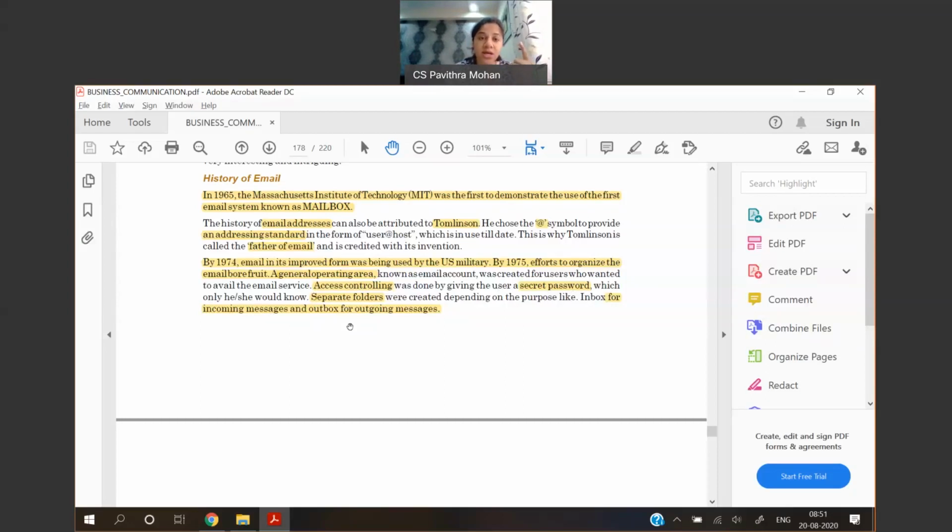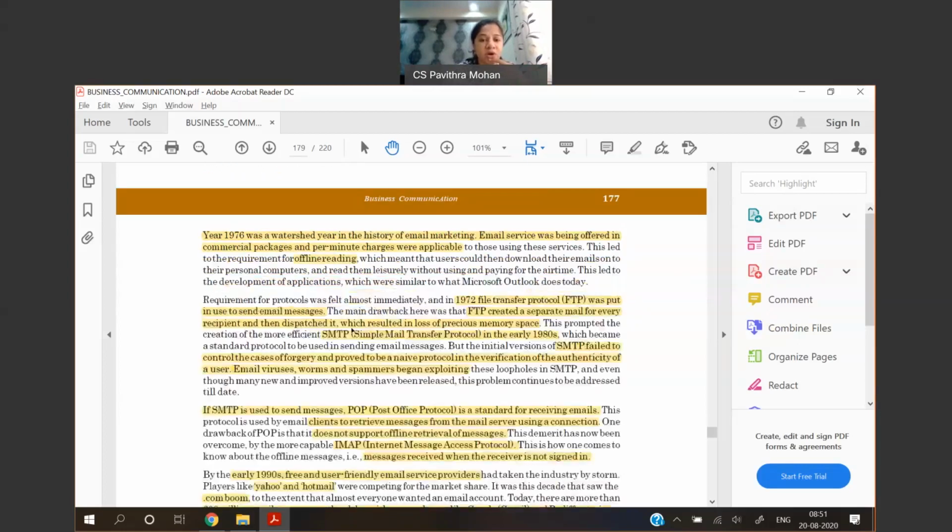One folder is for incoming messages, and the other folder is for outgoing messages. Today we have them as inbox and sent. Over a period of time it has developed. So this is the platform where they first implemented this. Then in the year 1976, the concept of email marketing was being established.